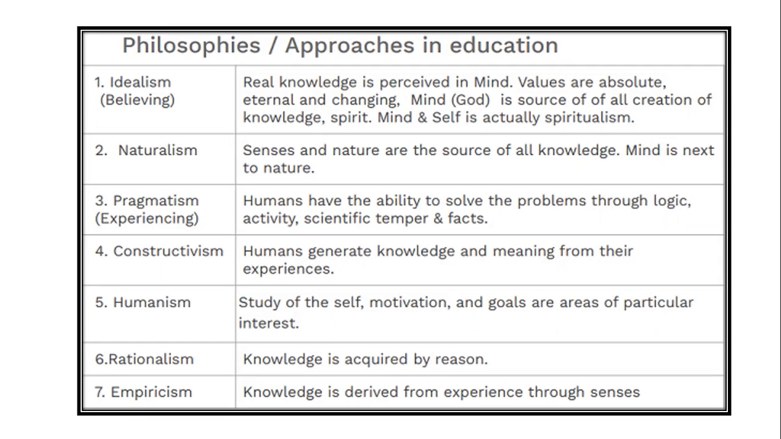When we talk about naturalism, it says mind is next to nature, so senses and other sources of knowledge are important. Pragmatism is experiencing the ability to solve problems logically, actively, as well as scientifically. Constructivism helps to generate knowledge and meaning from experiences. Humanism helps to study the self and motivate one to achieve the goal. Rationalism is knowledge acquired by reason, and empiricism is knowledge derived with the help of senses. Now this is what we have done.